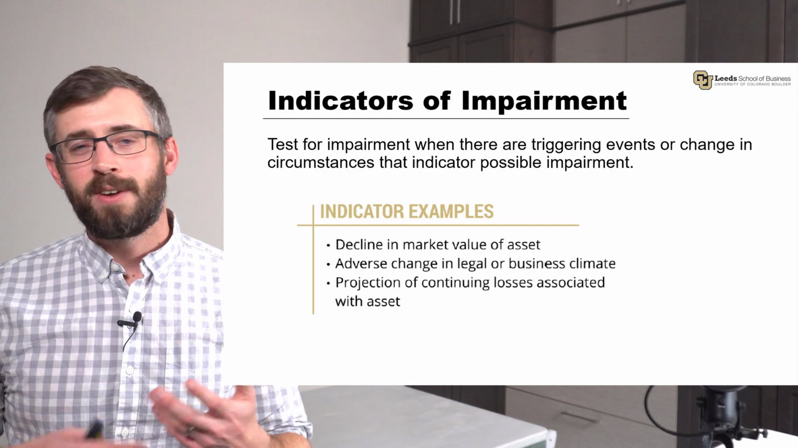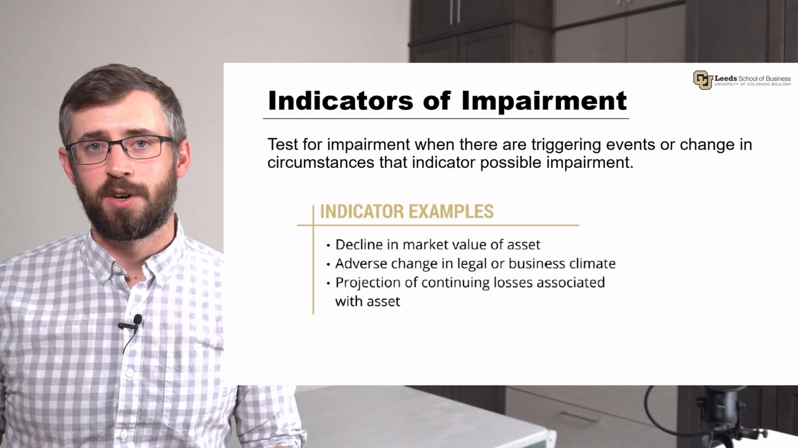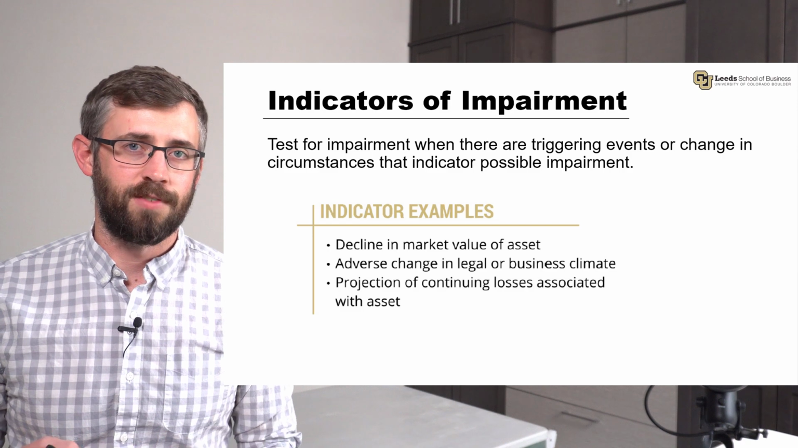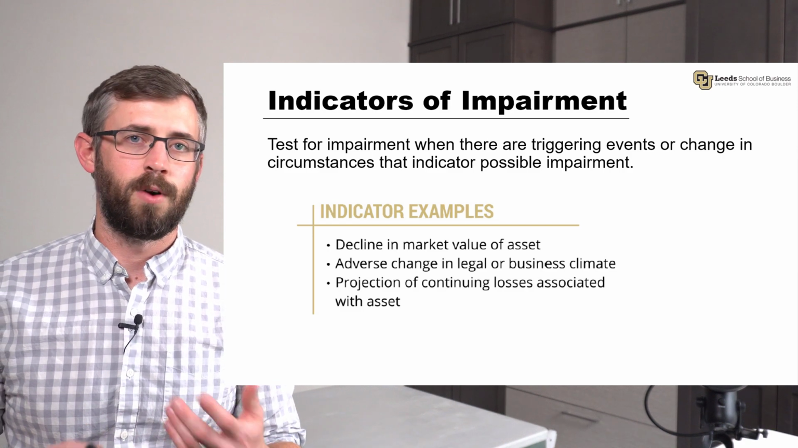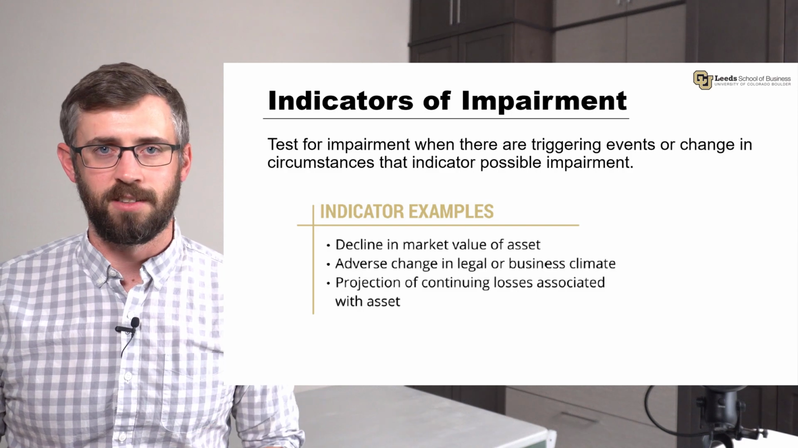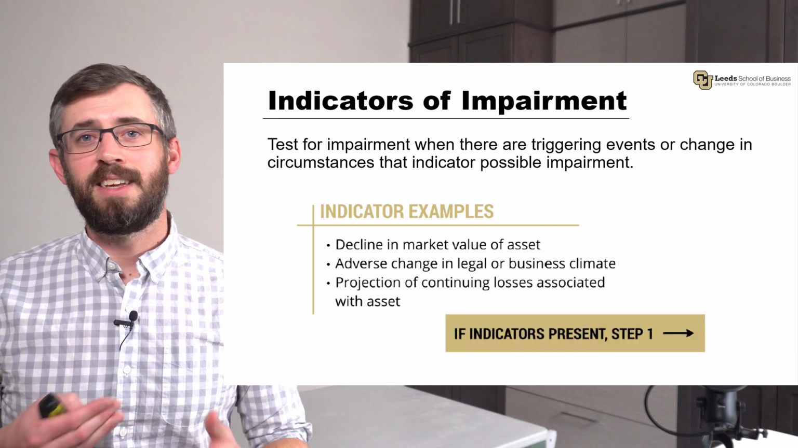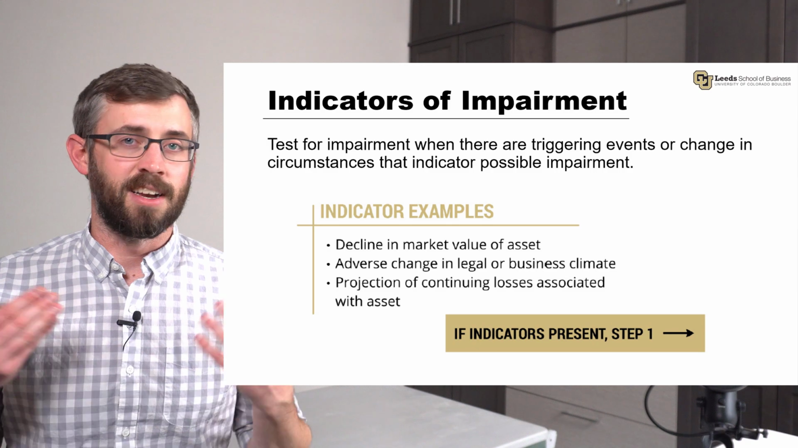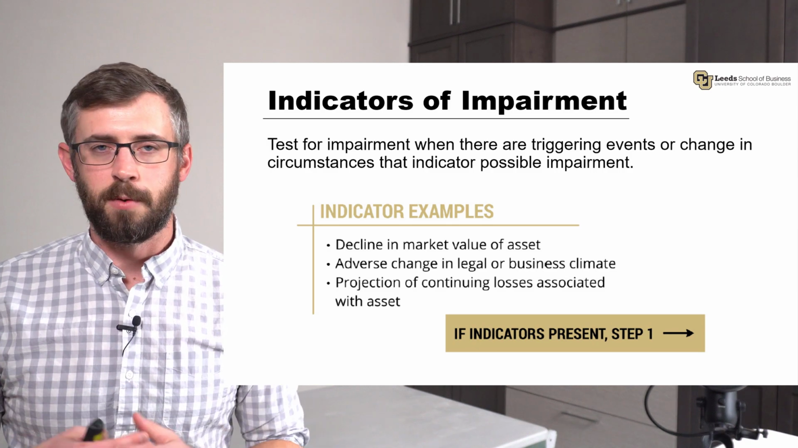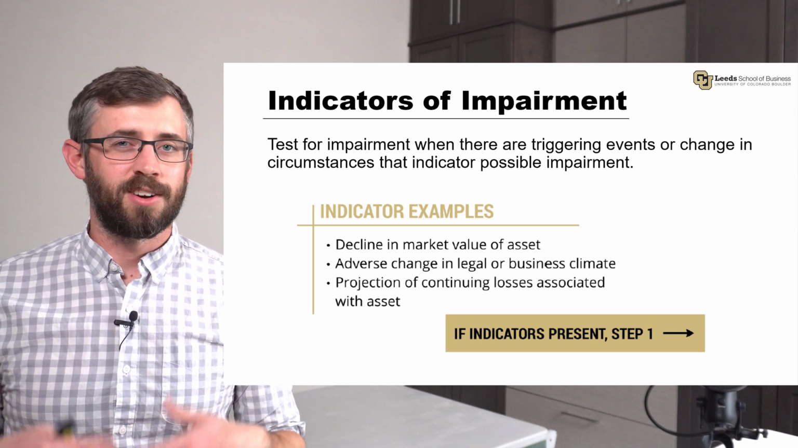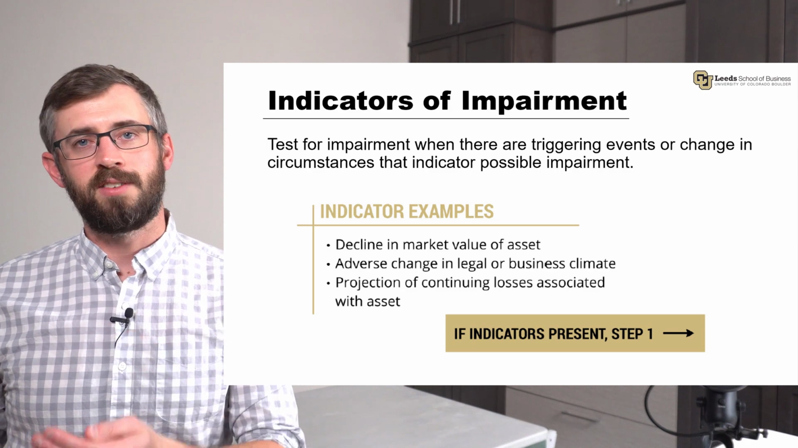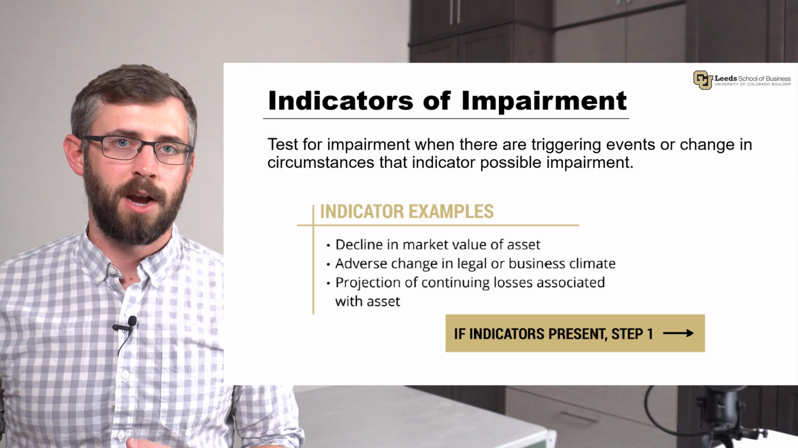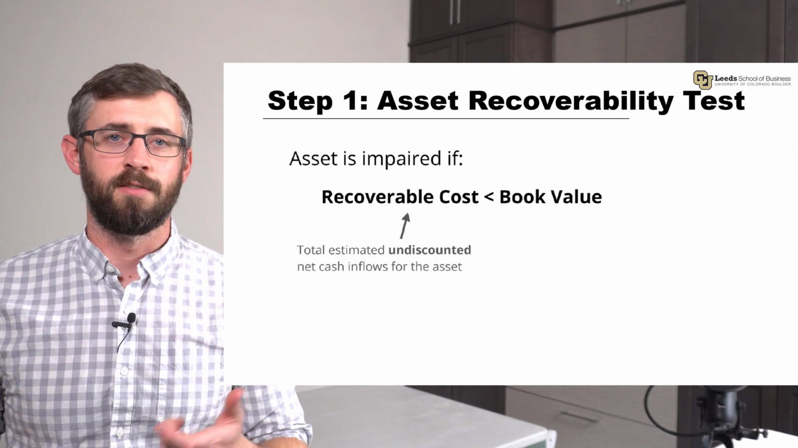Or if you're not really selling much of the product that it's producing and you don't see that turning around in the market, that may tell you the asset isn't worth whatever it's valued at on your balance sheet. If you determine that any of these indicators are present, and this is not an exhaustive list, just the stuff you might want to think about, then we proceed to step one of our impairment test, which is what we call the recoverability test.